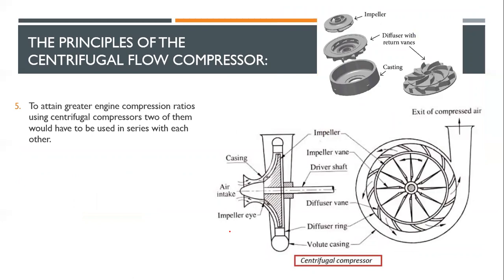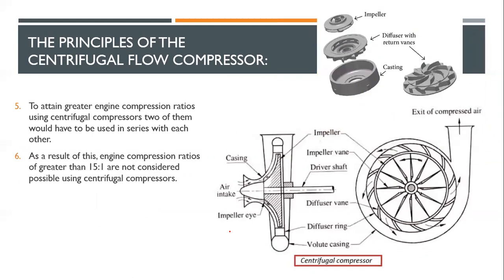The next thing involved is to attain a greater engine compression. What we can do is, instead of one single centrifugal compressor, add one more. That is how we achieve more compression ratios. But if you are installing two different sets of compressors, then you will need another shaft, and that is hectic. Instead of that, you can use an axial one. By using two centrifugal compressors, you can achieve ratios of 15:1.